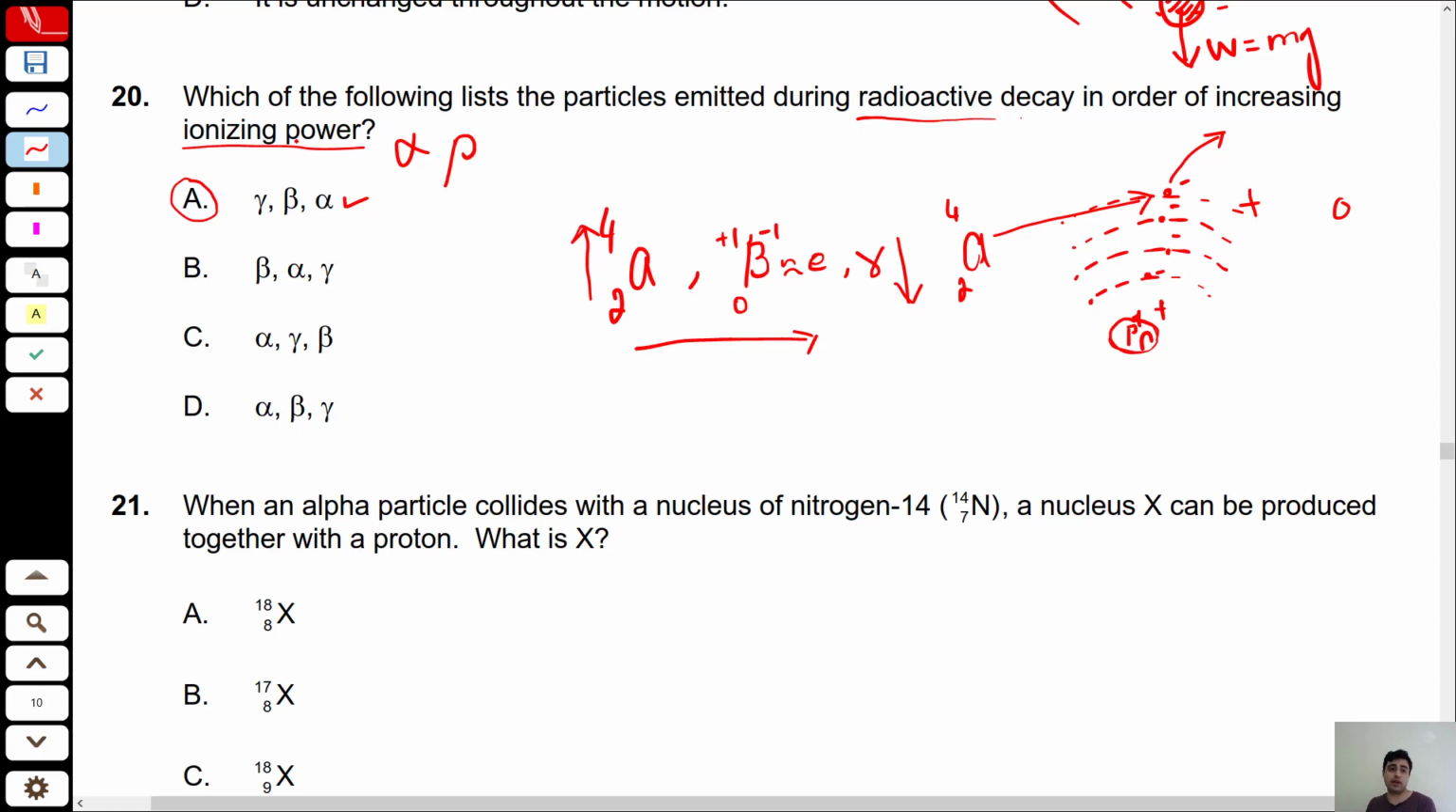But in terms of ionizing power, it will be gamma, beta, and alpha. Okay.